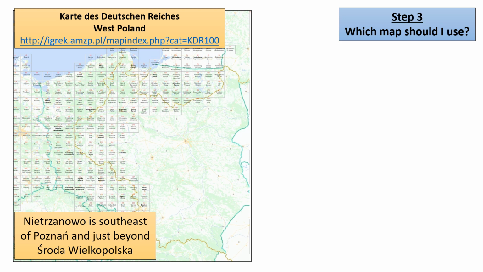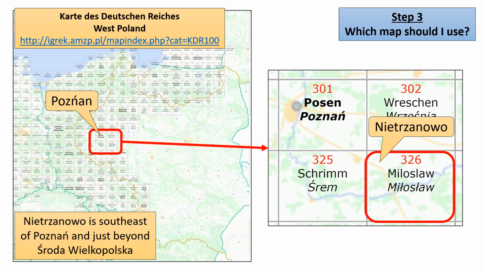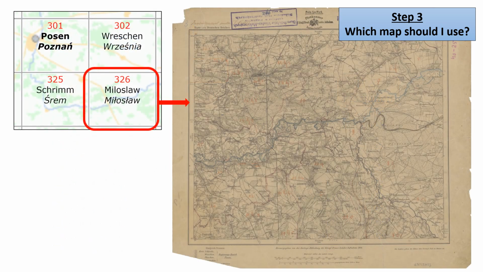Knowing that Niechanovo is around Poznań, we choose the Karta des Deutschen Reiches collection of maps of Western Poland. Zooming in on the Poznań region, and then clicking on the Miłosław block should lead to maps that show Niechanovo. Here is what Mapster has found. We choose this large file with high resolution to look for Niechanovo. Here is the map where we expect to find Niechanovo.